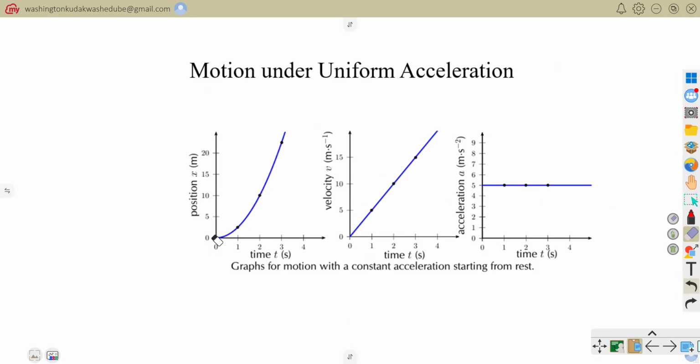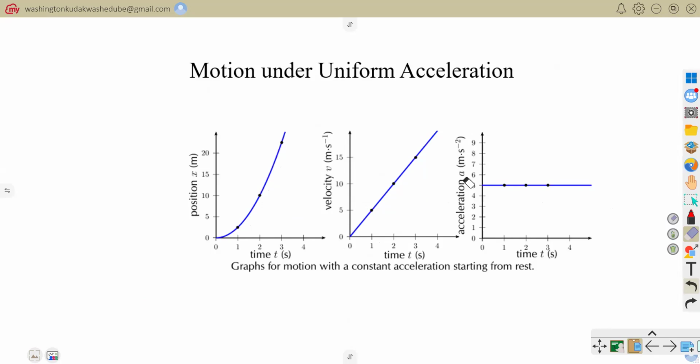So you would see that the position time graph is a smooth curve, which is showing you that the velocity is changing, but with equal magnitude. That is why the velocity time graph would be having the same gradient here.